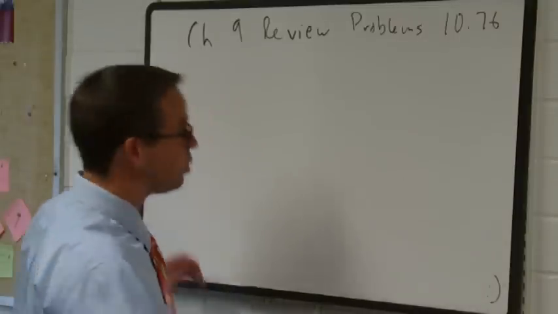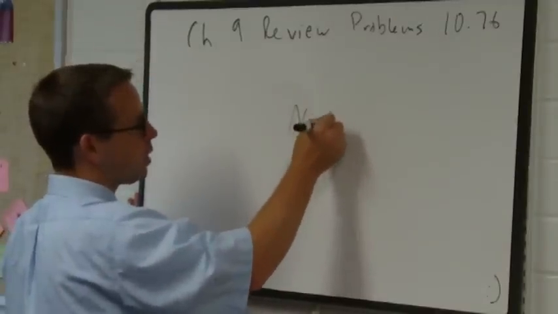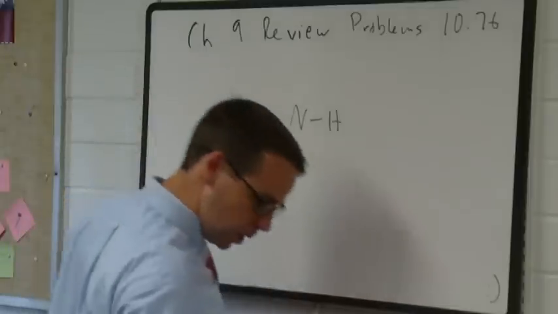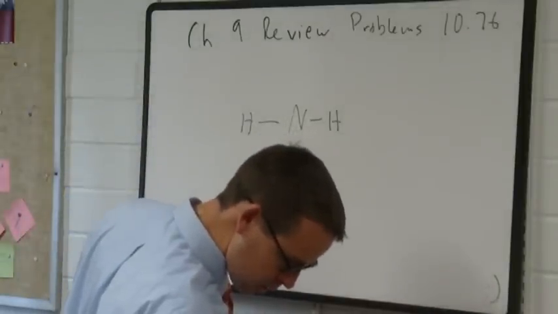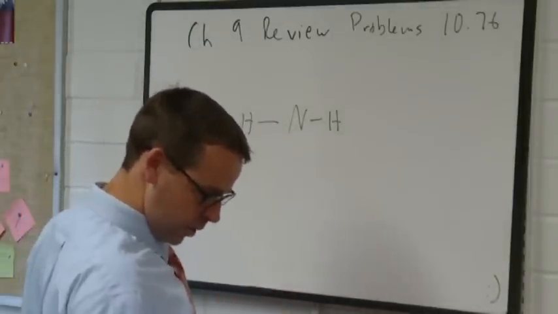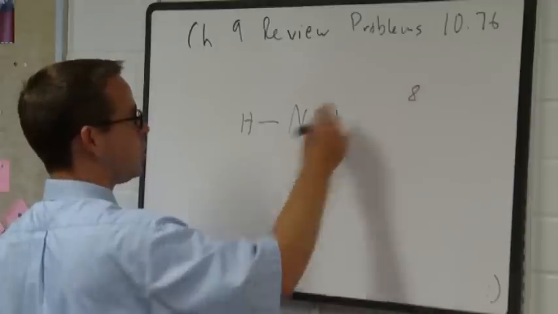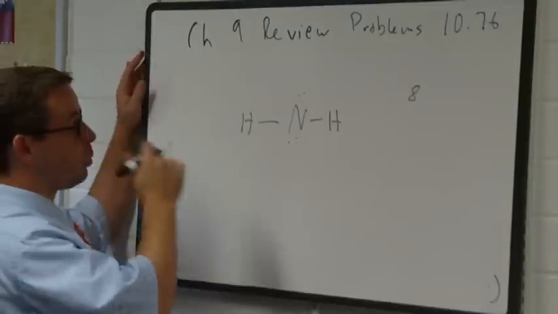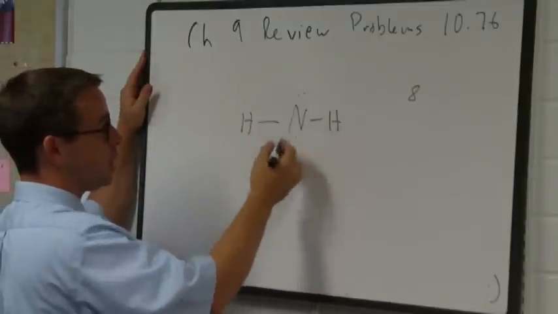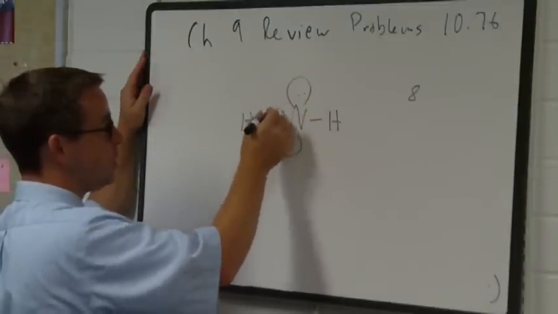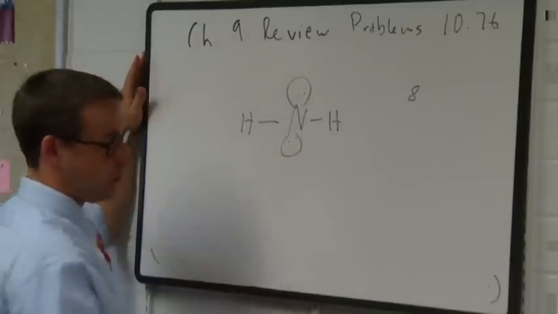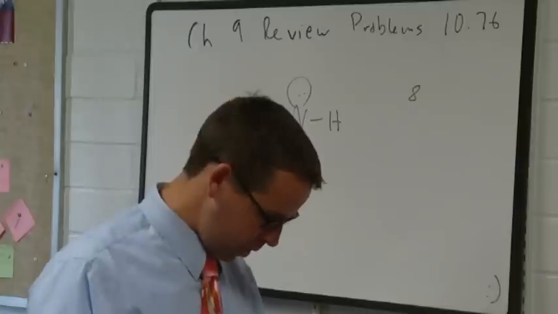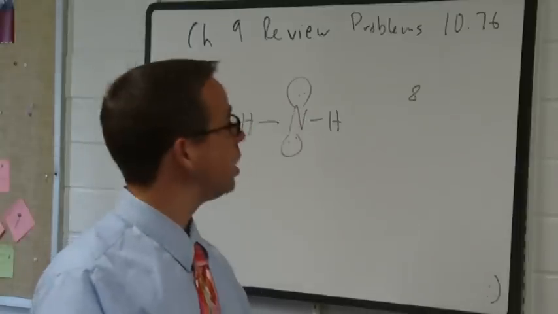Predict the shapes of NH2-. So we have N with 5 electrons, H's with 6, 7, and the negative charge makes 8 electrons all together. So predict the shape. Well, this is going to be bent because there are four regions of electron density, two of them bonding regions, since there are two H's. So that's going to give us a bent shape.